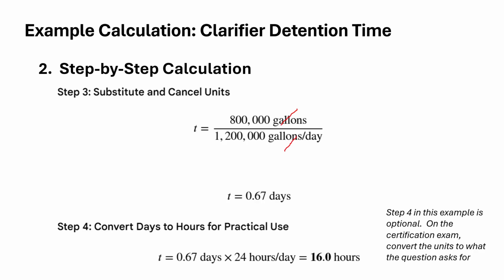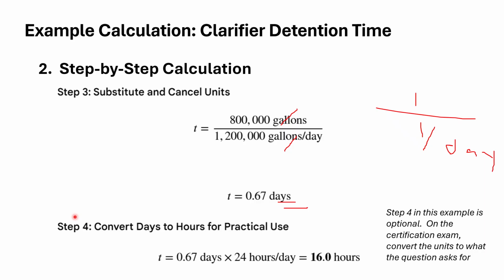Those gallon units are going to cancel out, so we're left with 1 over 1 over day, which means you're going to be left with units of days. So 800,000 gallons divided by 1,200,000 gallons per day gives a detention time equal to 0.67 days.